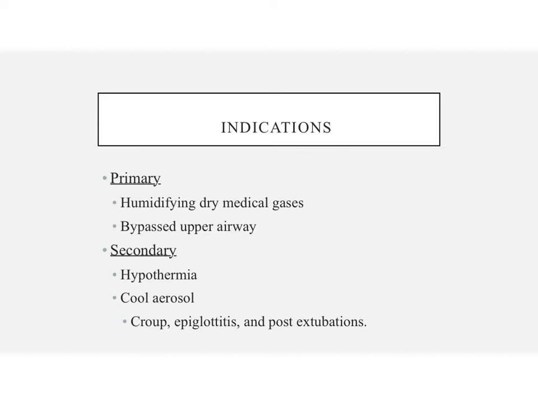So secondary indications. Hypothermia, that's going to help raise core body temperature. So it helps increase core body temperature. With that humidity, you can do an aerosol mask, you can do a face tent, and we'll go over each of these adjuncts. And we are going to add heat to it to raise that core.